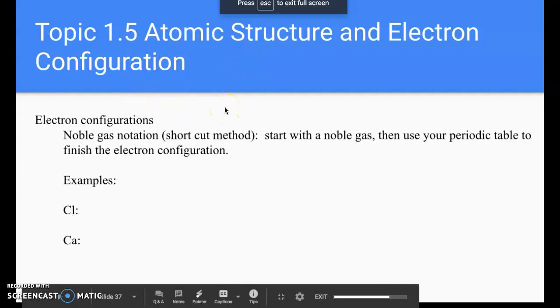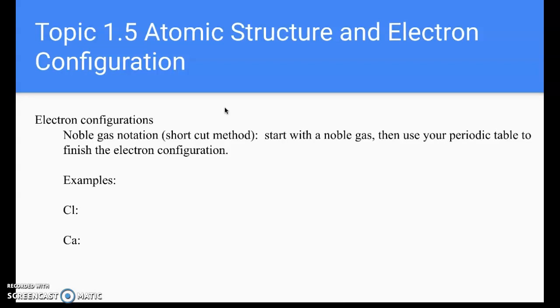Okay, so now we're up to electron configurations. With electron configurations, you may have learned a longer version of those to begin with, but we're just going to cut right to the shortcut method. It's also called the noble gas notation. So it's easier and it's quicker, so that's the method that we're going to use.